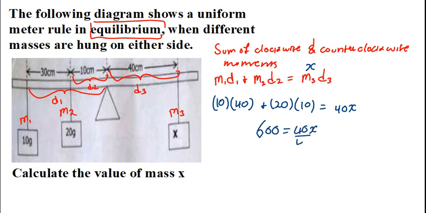So just divide both sides by 40. 40 cancels there and there. If you don't have a calculator, you can simplify work for yourself by just cancelling this 0 and that 0. But if you have a calculator, just say 600 divided by 40 and you're going to get 15. So x, which is mass 3, is equal to 15.0 grams, and it was option C.